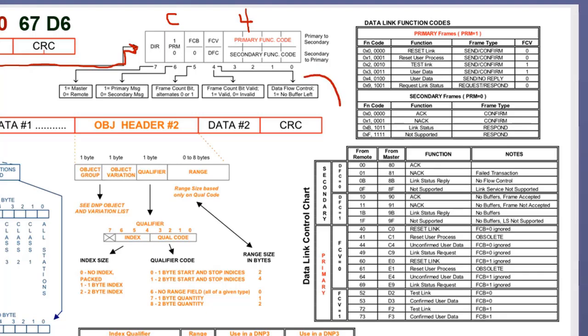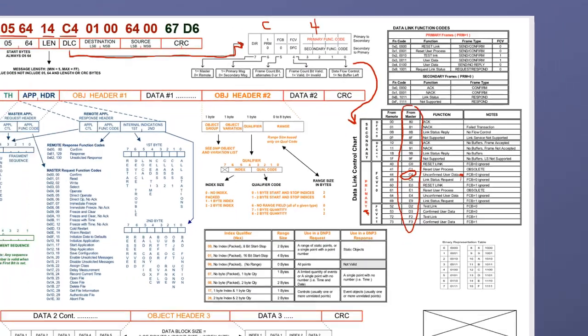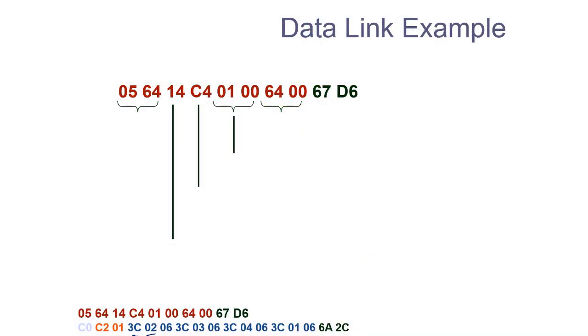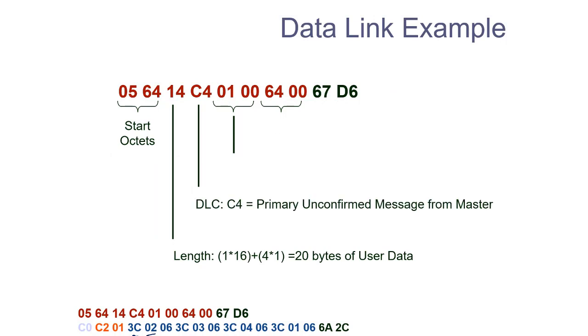If I use this table and follow down, I can find here C4, very hard to see here, but C4. If I read this table, I can see that it's primary, it's unconfirmed, so that's this row right here, unconfirmed message, and it's coming from the master because it's in this column here. So this allows me to quickly break out the data link control.